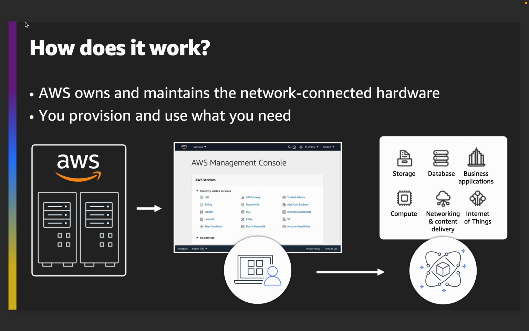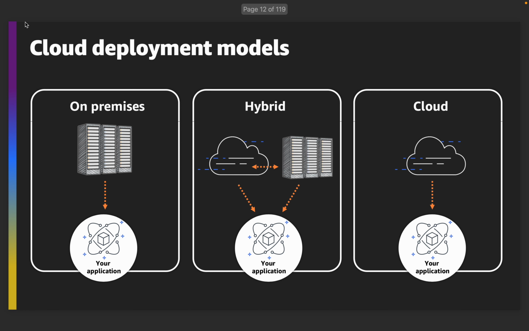How does it work? AWS owns and maintains the network-connected hardware, and you provision what you need to use. You go through the AWS Management Console, and from there it connects storage, database, business applications, compute, network, content, and Internet of Things. There are three cloud deployment modes. On premises, you deploy your application on your own premises. Hybrid, you deploy in both the cloud as well as on premises. Cloud, you deploy only on the cloud.